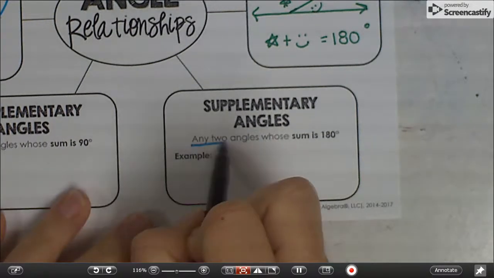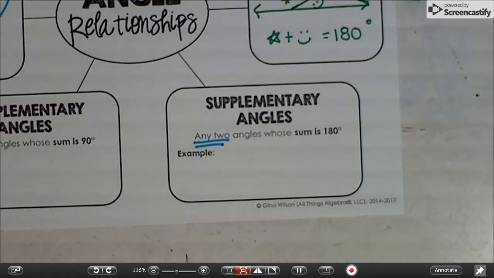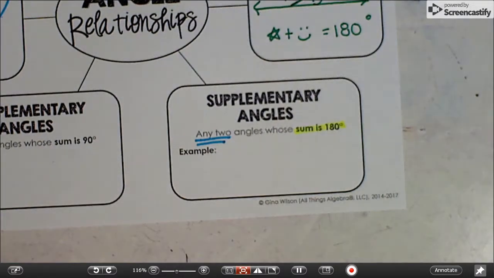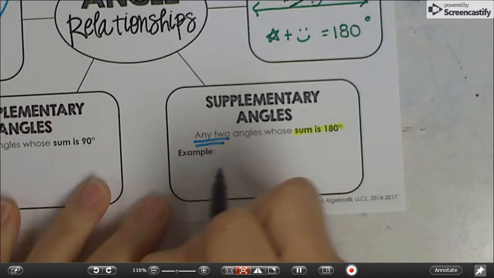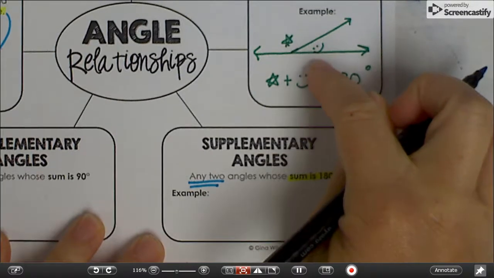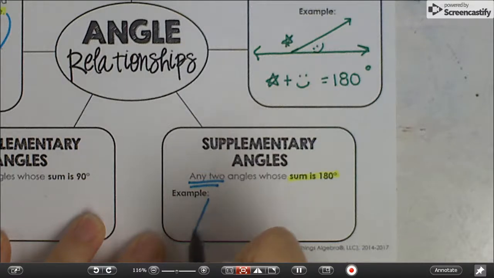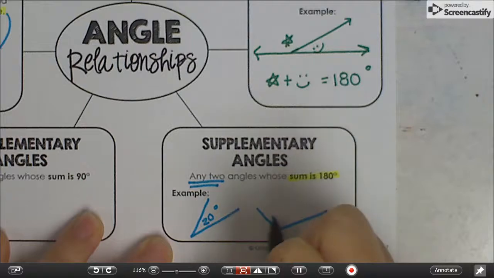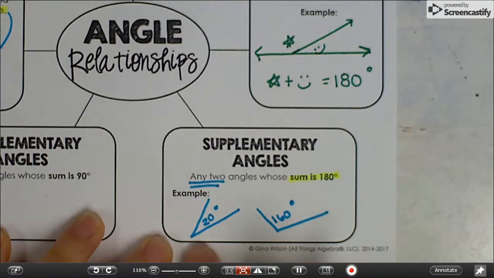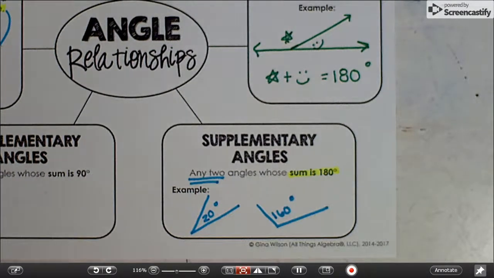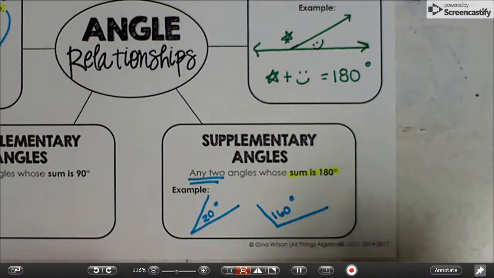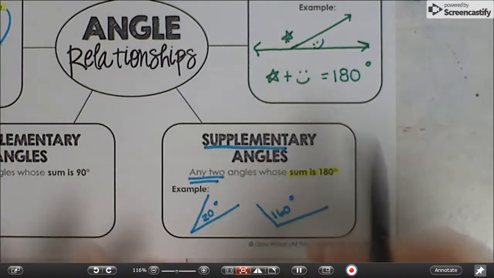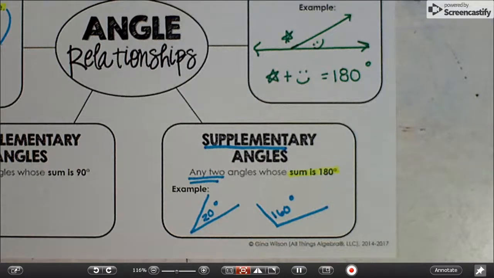All right, supplementary we kind of just talked about. Supplementary are any two angles that add up to 180 degrees. So they don't have to be adjacent like the linear pair. They can be separate, like you could have a 20-degree angle over here and then somewhere else a 160-degree angle, and that adds up to 180 degrees. So they're supplementary angles. Sometimes it will say just supplement, find the supplement. It means the same thing. You still want to find the angles that add up to 180 degrees.